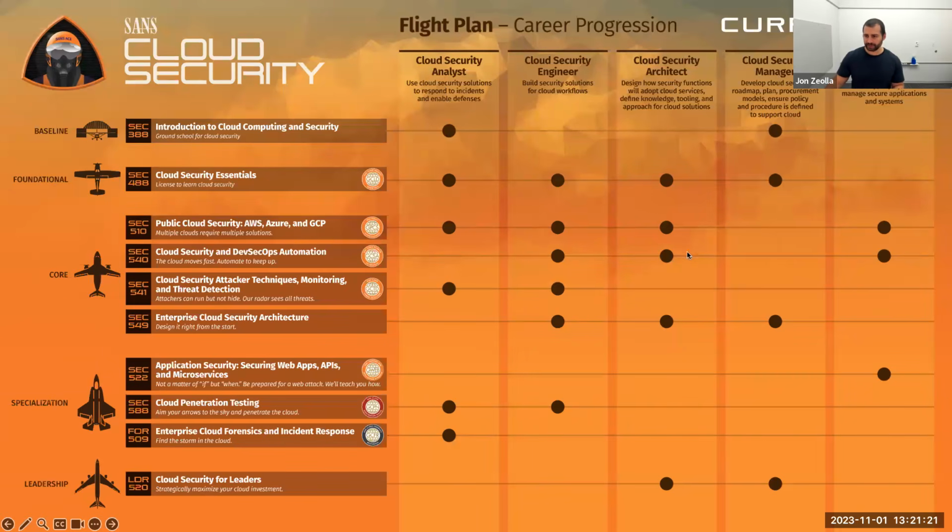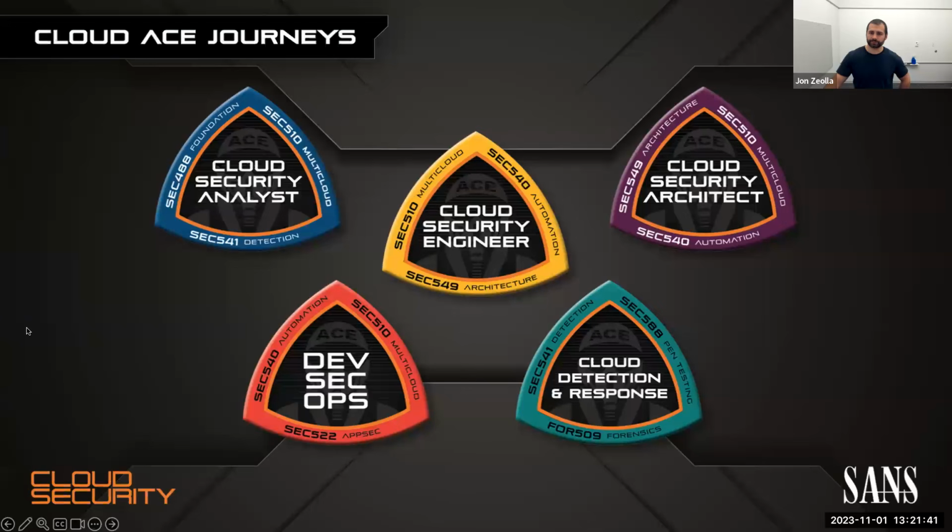You can find the 540 class that I teach right here, intersecting DevOps professionals, architects, and engineers. But there's all kinds of different classes out there: our core curriculum, specializations, leadership area, etc. So feel free to snag a picture of this if you're interested in taking a couple of SANS classes. This will help you figure out which is the right one.